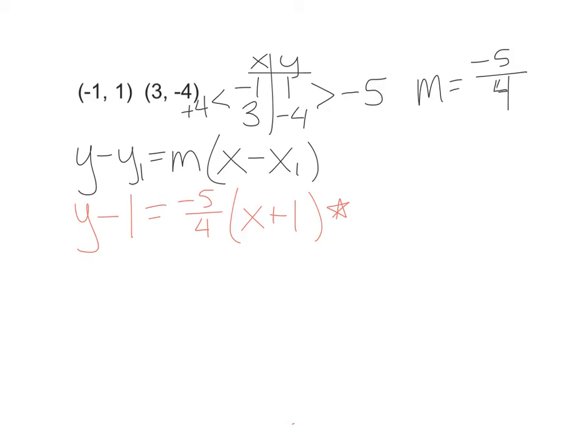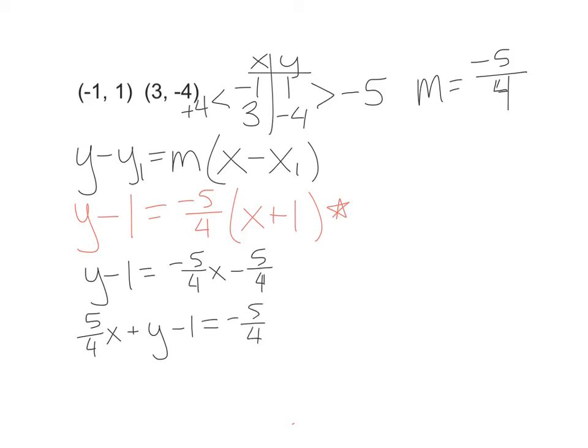I want to write it in standard form. So I distribute. When I distribute, I'd have y minus 1 equal to negative 5 over 4x minus 5 over 4. Okay, moving my x term, I want to move this whole guy over here. So since it's negative, I have to add. I have to do the inverse. So I add 5 over 4x to both sides, and I'd have 5 over 4x plus y minus 1 equal to negative 5 over 4.